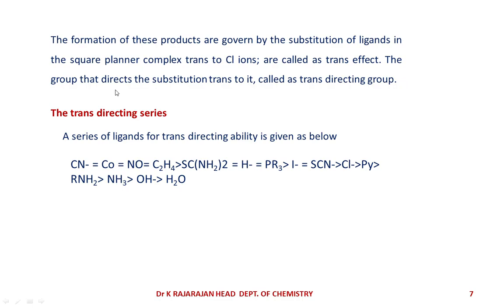The formation of these products is governed by the substitution of ligands in the square planar complex. The substitution of ligands trans to Cl ions is called the trans effect. The group that directs the substitution trans to it is called the trans directing group.